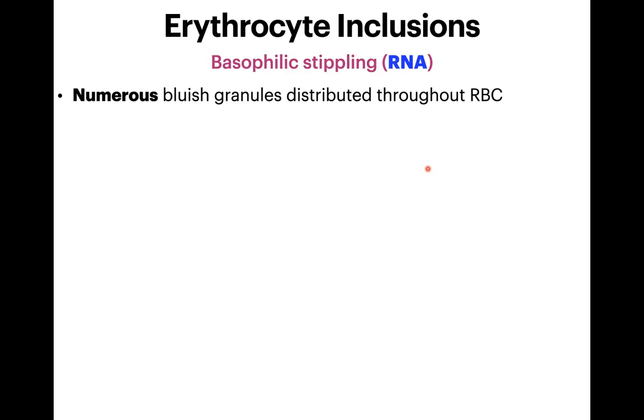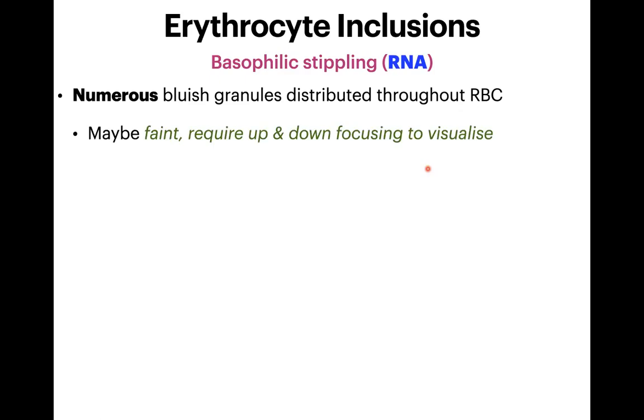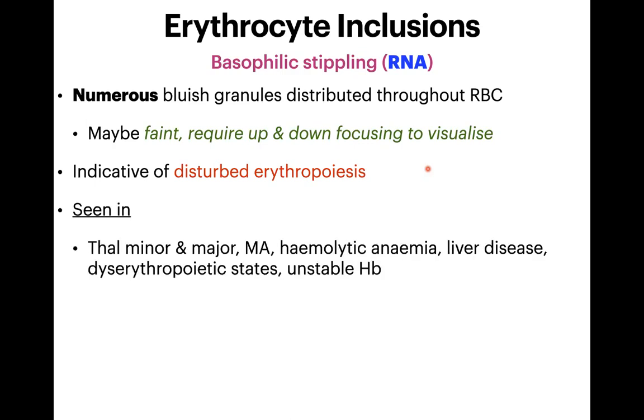Pappenheimer bodies are at the periphery. These basophilic stippling are throughout the RBCs, and they are pretty small. They may be faint and require up and down focusing to actually visualize them. And they are indicative of disturbed erythropoiesis. Howell-Jolly bodies and Pappenheimer bodies indicate hyposplenism usually, but basophilic stippling is indicative of dyserythropoiesis.